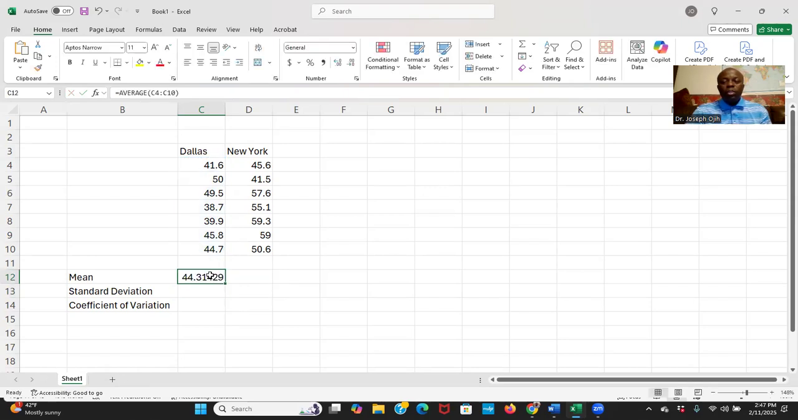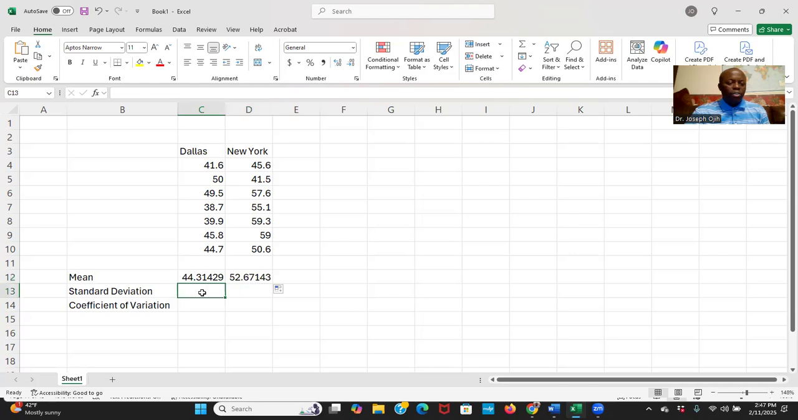Now, one good thing about Excel is that once you do the first one, you can just copy the formula to the next one. It will calculate the next for you. So let's do it and just copy the formula. As soon as I bring the cursor closer to this box, it changes to a skinny cross. At that point, you click, hold and drag. It will calculate the mean for New York City.